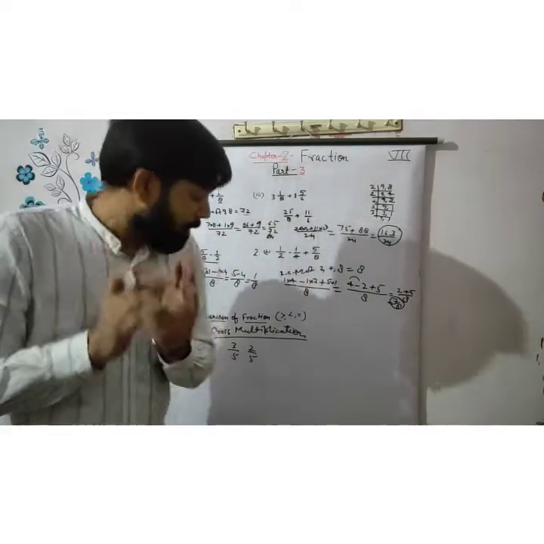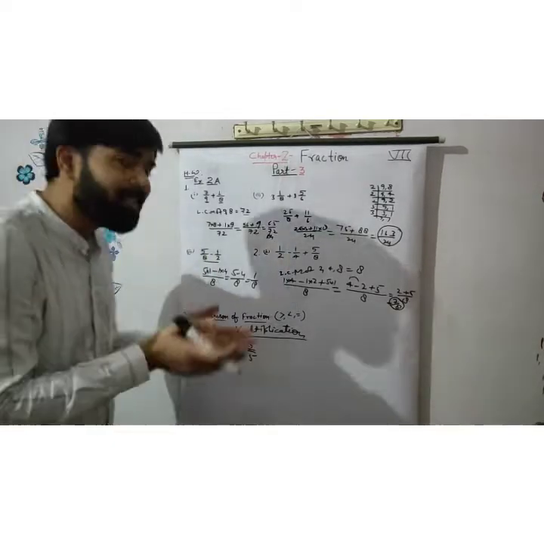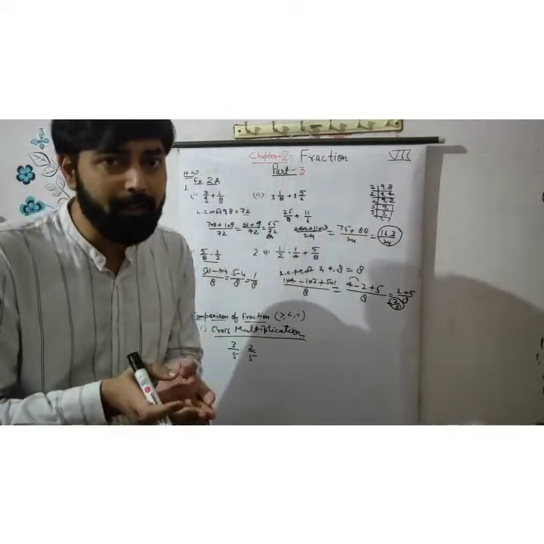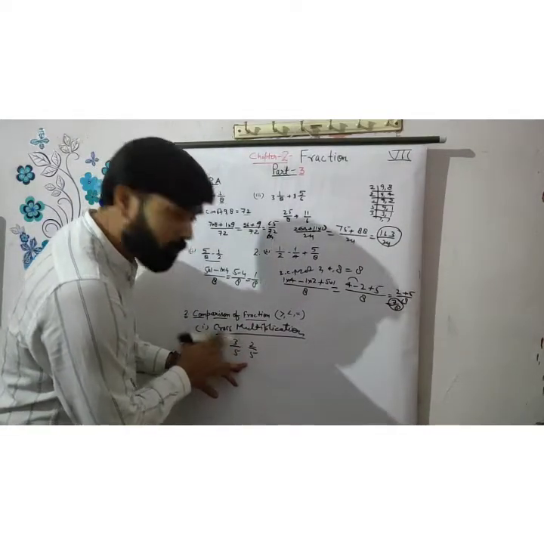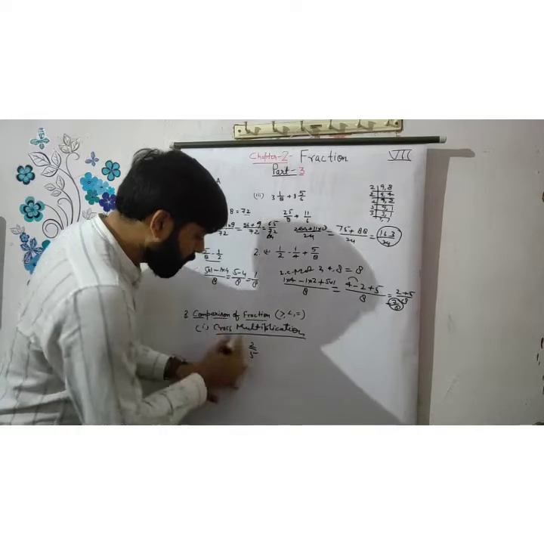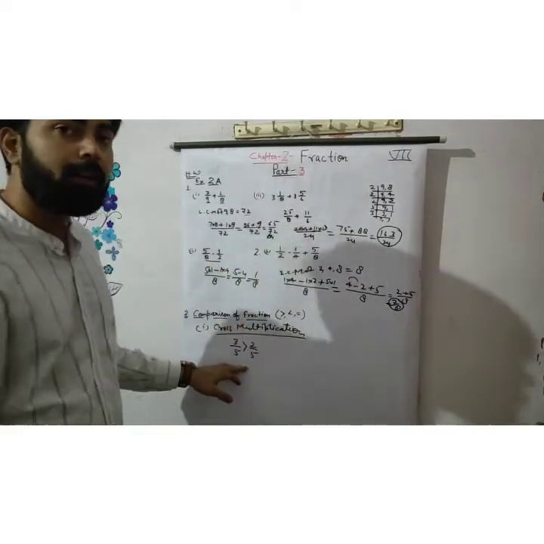Firstly, we match the denominators. If the denominator is the same, we can easily find which one is greater and which one is smaller. We can only compare the numerators. So 3 is greater than 2, so 3 upon 5 is greater than 2 upon 5.